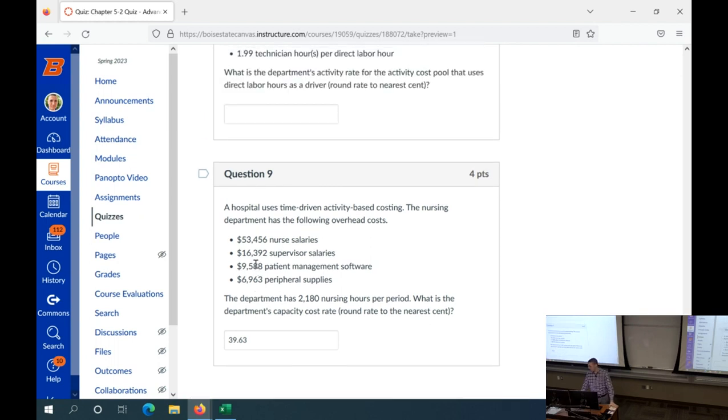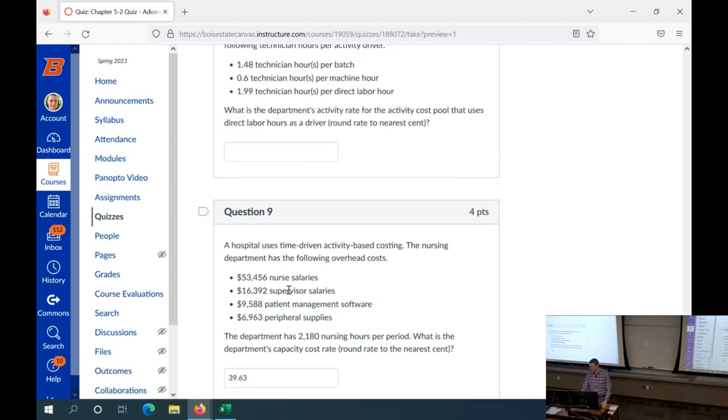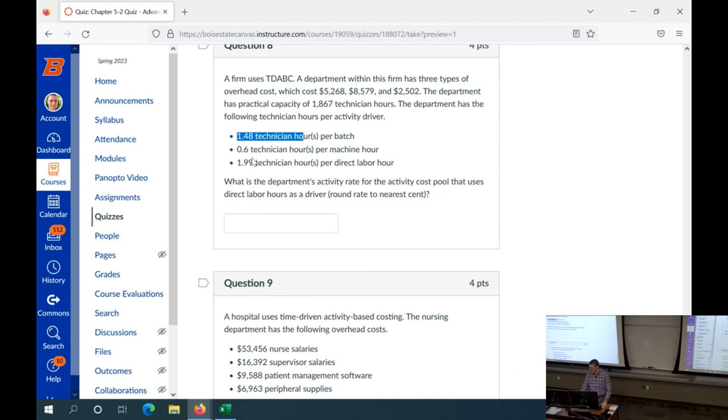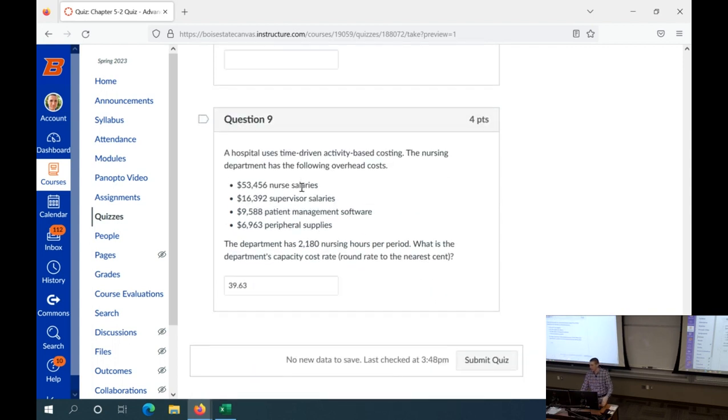All right, good. And yeah, so that's the capacity cost rate, and then we would take the capacity cost rate, multiply it by whatever the study decides is how many nurse hours, similar to this question, are consumed per each of the activities we're interested in following. And now we have activity rates for those different activities based on their consumption of the constrained resource here.